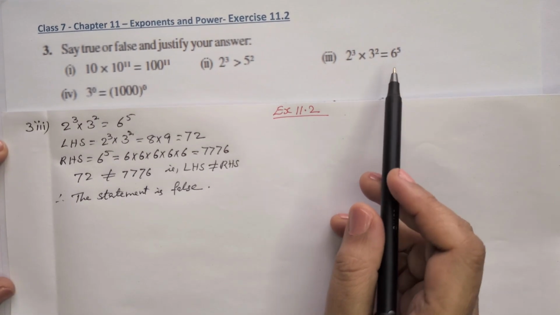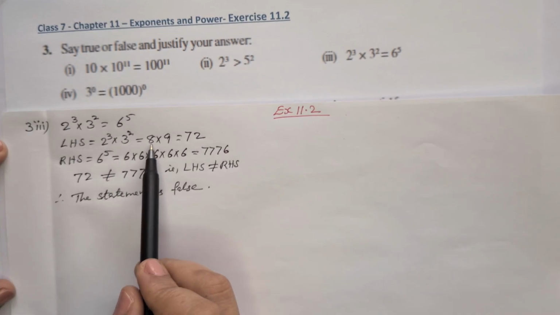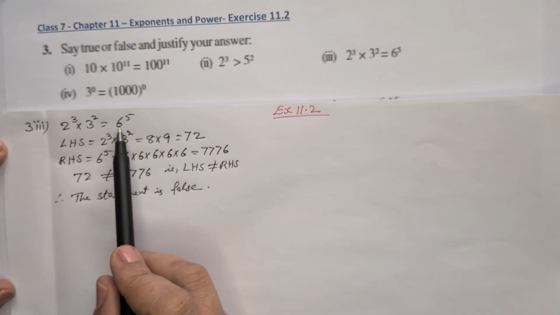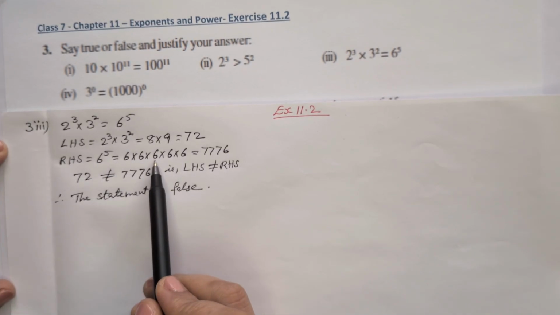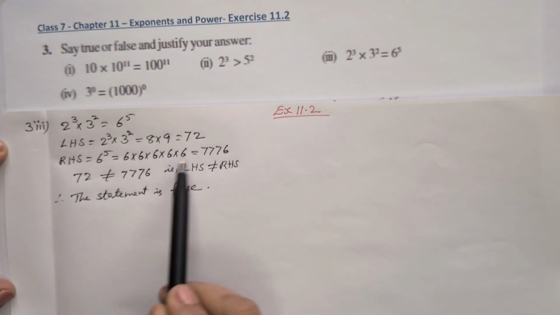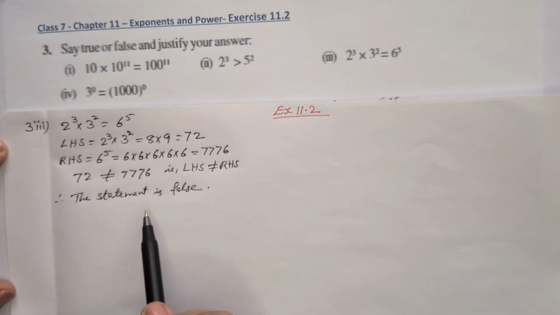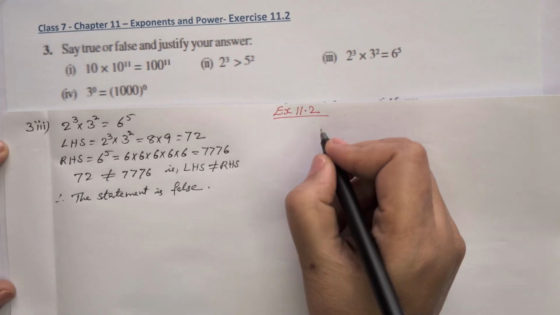Here 2 cube into 3 square is equal to 6 raised to 5. LHS 2 cube into 3 square, that is 8 into 9, 72. RHS 6 raised to 5. 5 times 6 we have to multiply. So 7776. These two numbers are not equal. That means LHS not equal to RHS. Therefore the statement is wrong.